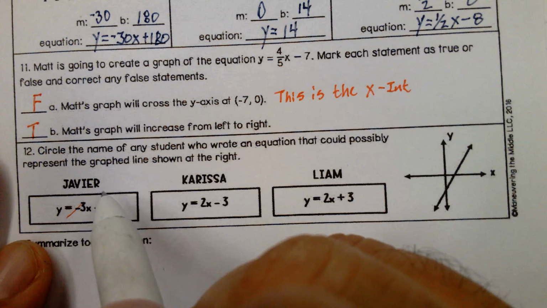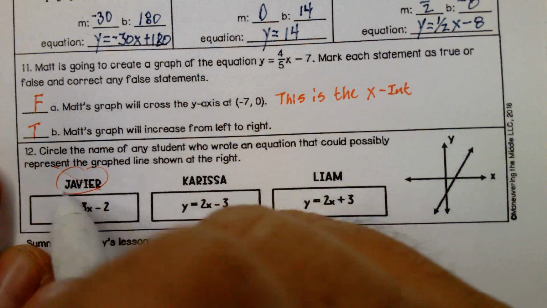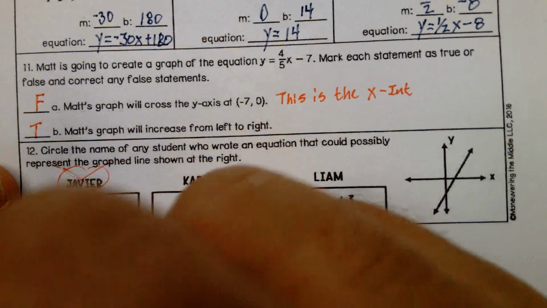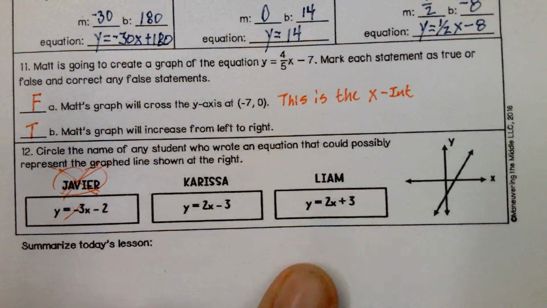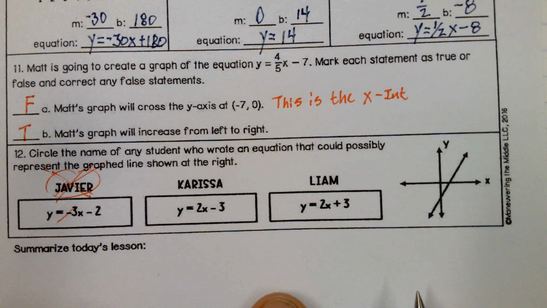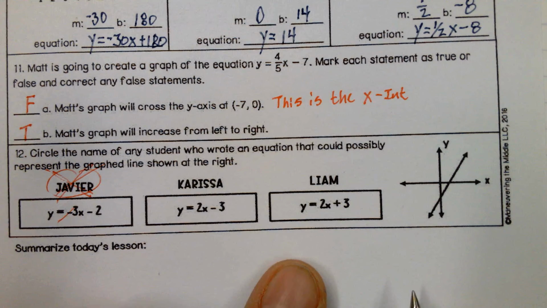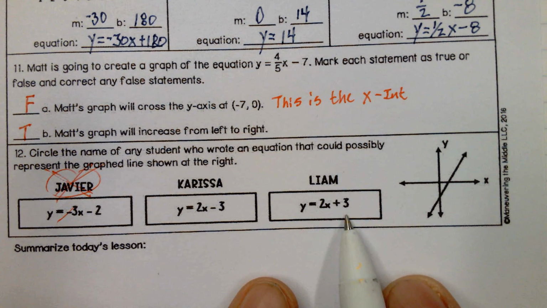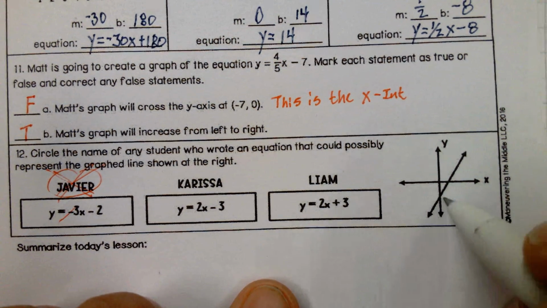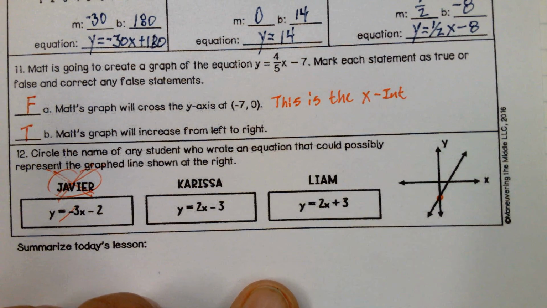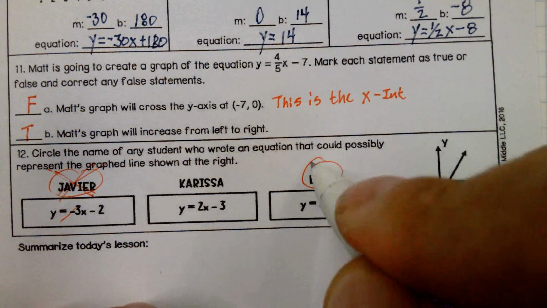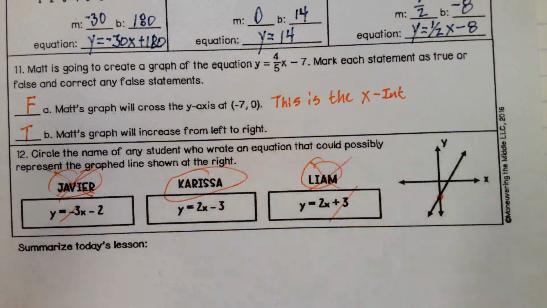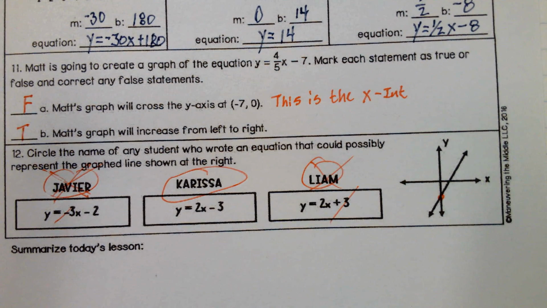Well, not that one. Why not Liam? Because it says that the y-intercept is positive, but actually, if you look at the graph more carefully, the y-intercept is in the negative spot. So not this guy. It's Carissa. There we go.